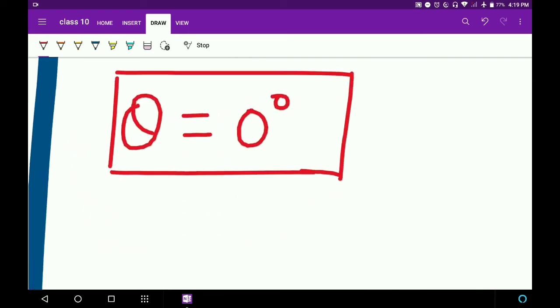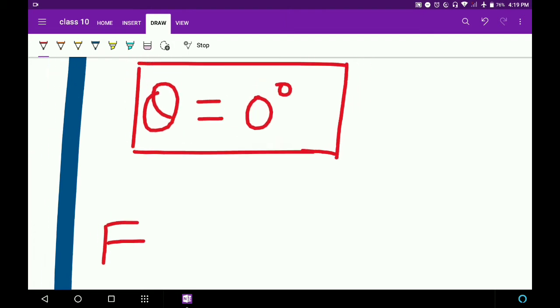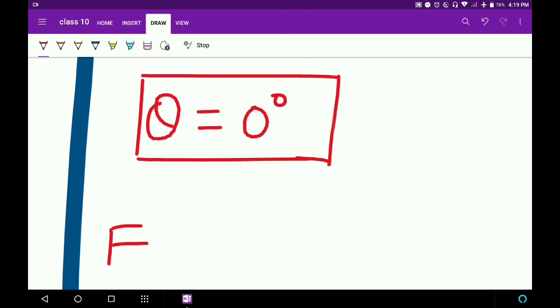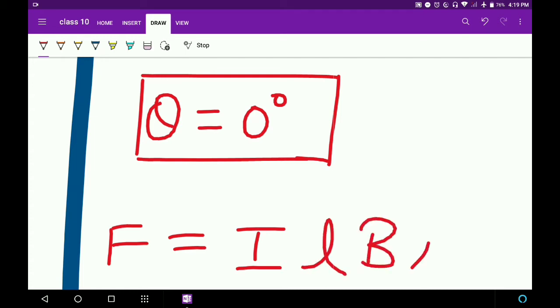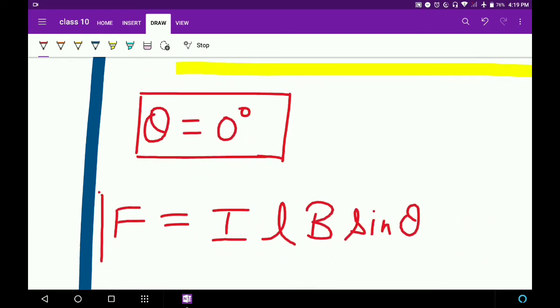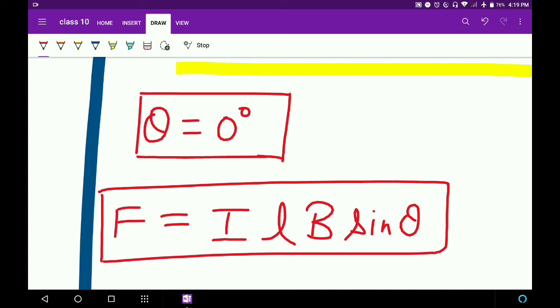Okay, now let us write down the formula. What is the formula for the force? I am only writing the magnitude part. If I write the magnitude part, it will become the magnitude of I multiplied by L cross B, and the magnitude of L cross B was LB sine theta. So this is basically the magnitude of force.